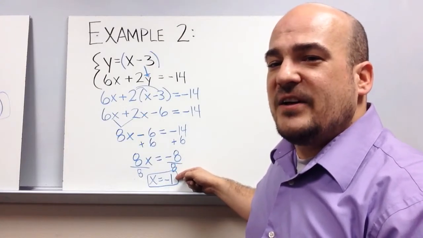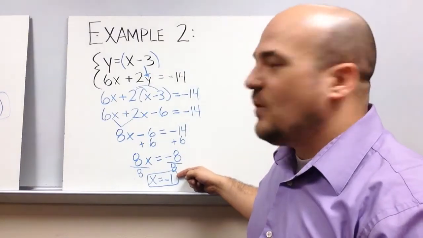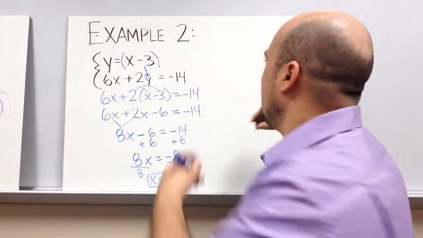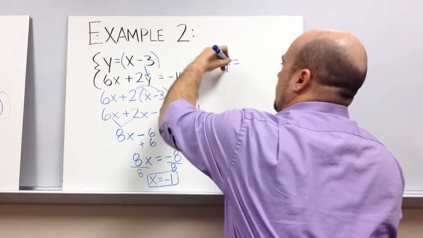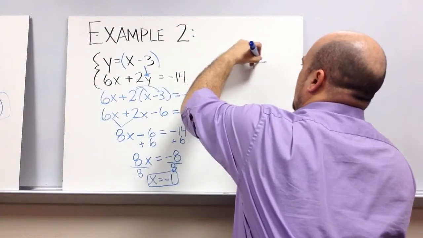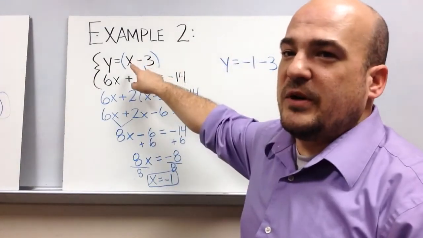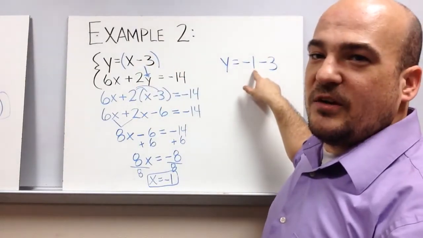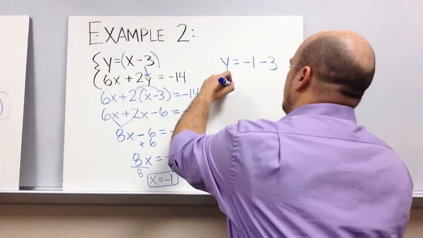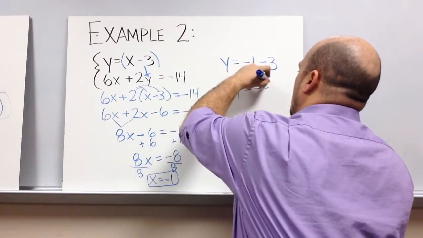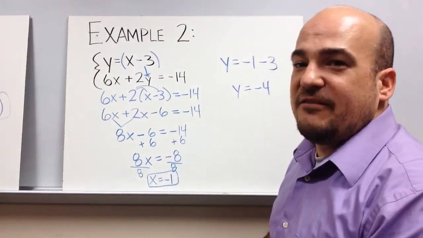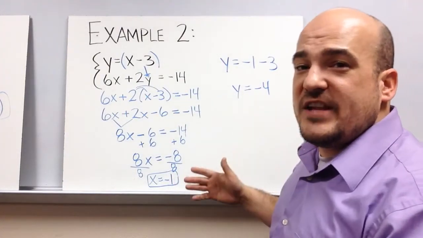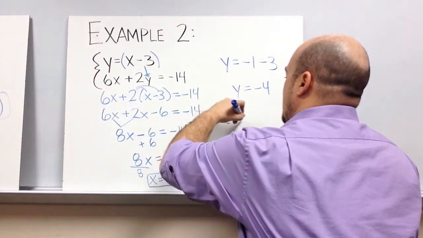I'm going to take this value from this equation, and I'm going to plug it back into the first equation to figure out what my y was. So I'm just rewriting that first equation, y equals x minus 3, except instead of x, I'm going to put negative 1. Y equals negative 1 minus 3. And negative 1 minus 3 is negative 4. So I know my x is negative 1 and I know my y is negative 4. So the solution then in an ordered pair is negative 1, comma, negative 4.